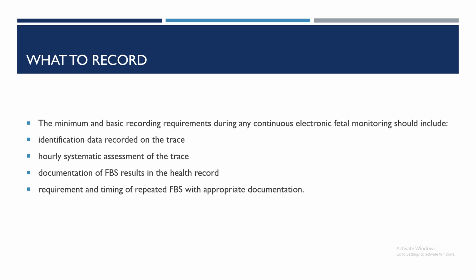Now, what data are you going to record on the CTG? The basic requirements are identification data, that is the patient's demographic data: the patient's name, age, and NHS number. Then you have to write an hourly systematic assessment of the trace while interpreting any CTG. Also documentation of FBS results. If the CTG turns out to be pathological and you did FBS, then you have to document the FBS results along with that CTG, and also the requirement and timing of repeated FBS. If the FBS is repeated, then why it was done and what the results are, you also have to document.